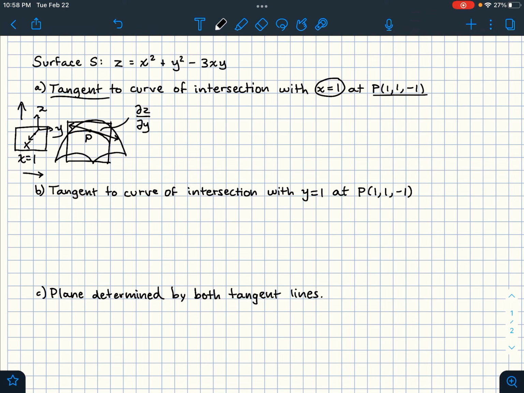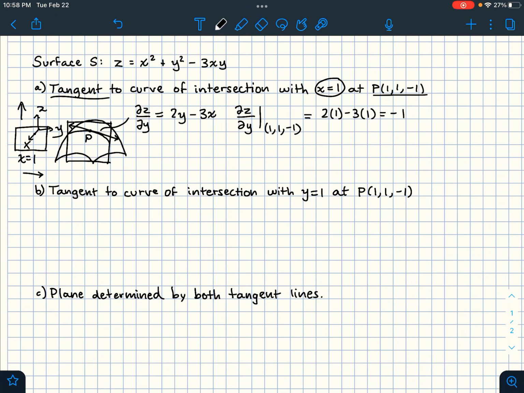Okay, so to find dz/dy, we take the partial with respect to y, so we hold x constant, so our x squared goes away, we get 2y minus 3x. Okay, and so now we need to find dz/dy at our given point, which is 2 times 1 minus 3 times 1, which is negative 1. Okay, so we have our slope.